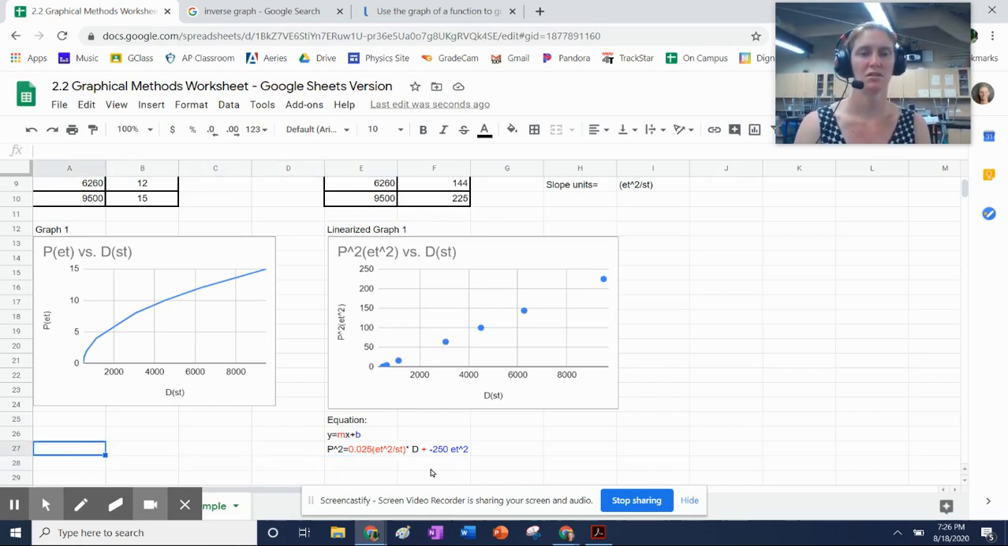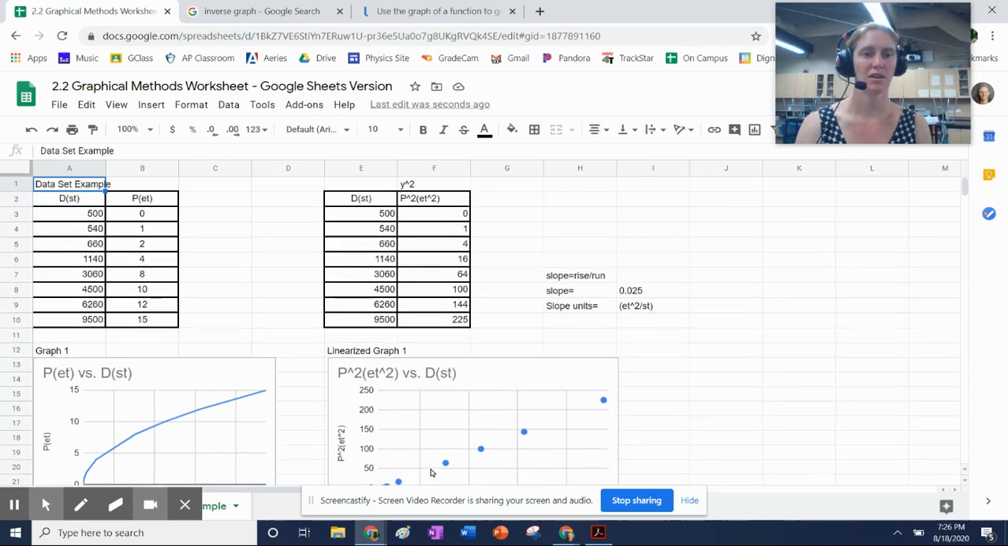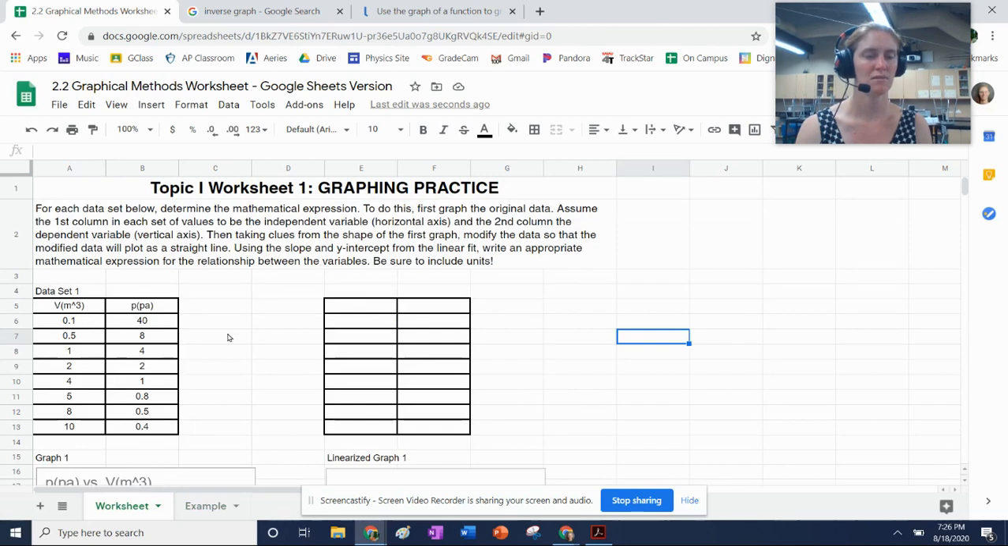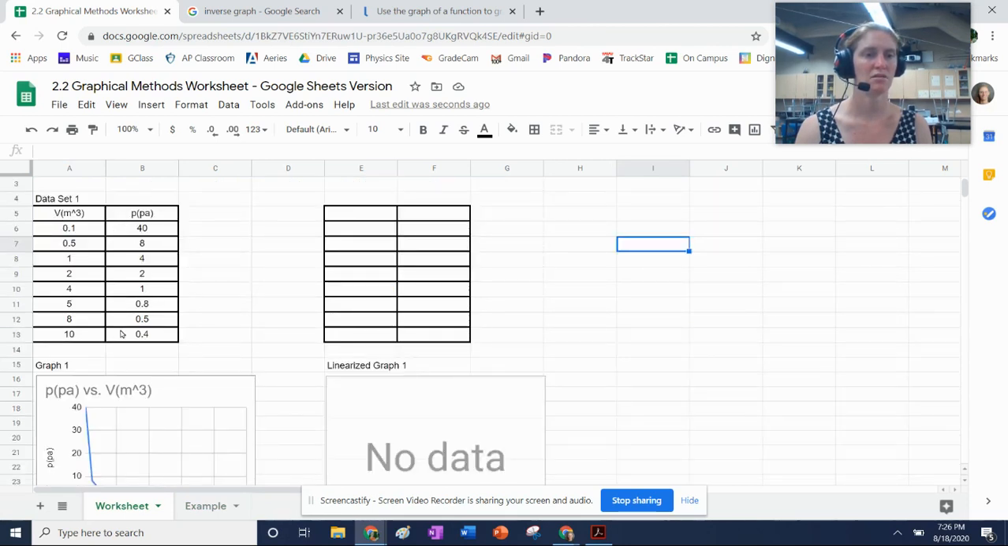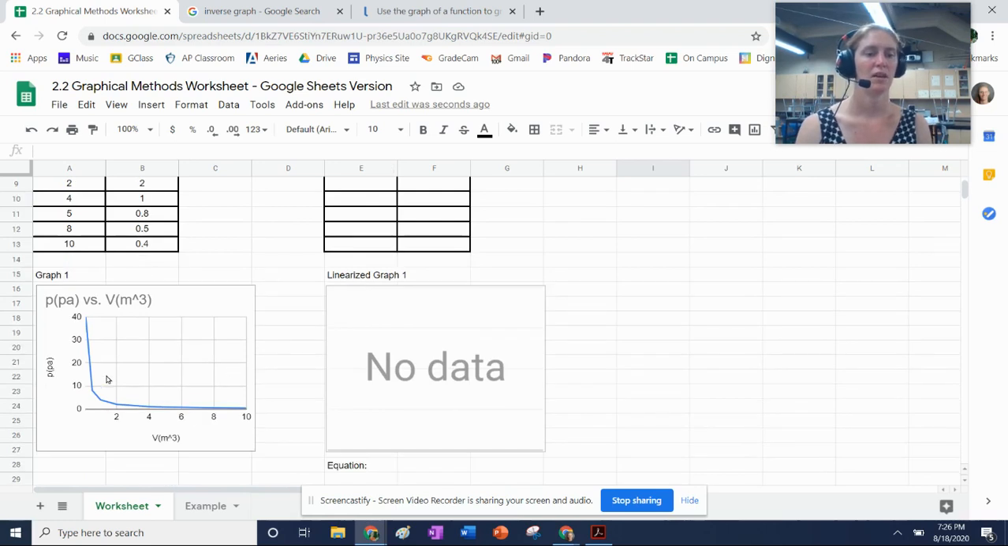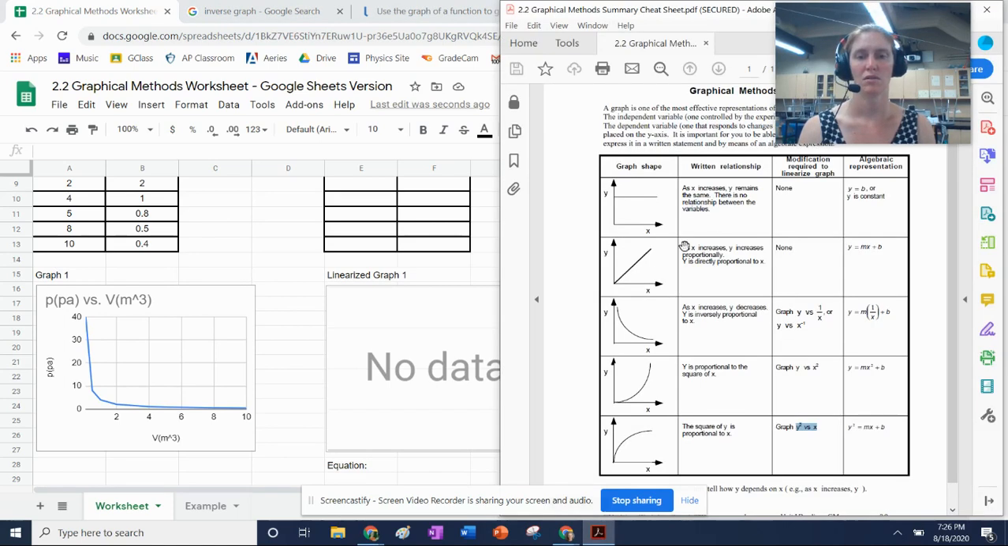Alrighty. So now all you need to do is do the exact same thing. On here, you can go to the actual worksheet. And as I said, as you go through this, you're going to just type in your new data over here, and it's going to automatically graph it. You'll notice that this is a different shape than the one that we were just doing. So you'll look at this shape, come over to your cheat sheet, pick which one of these 5 it most looks like, and then do whatever it says to make it linear.